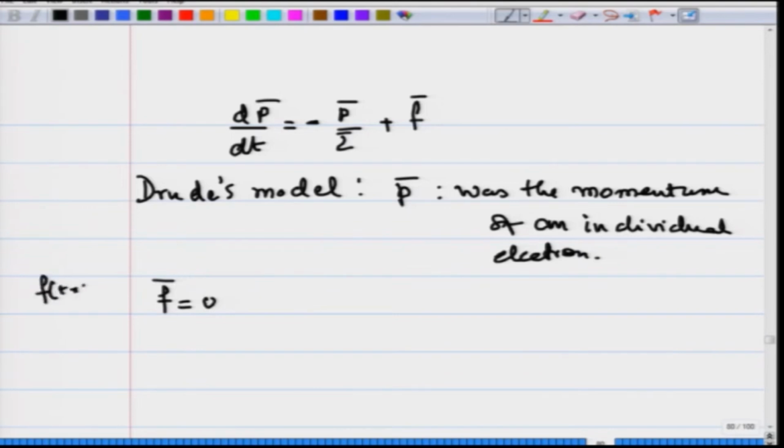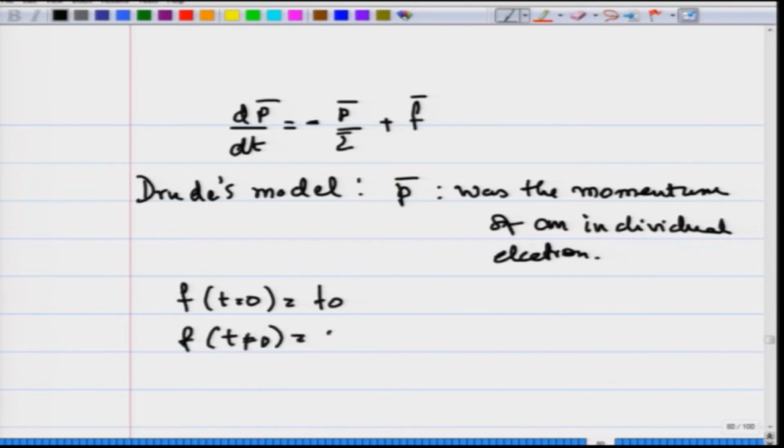Suppose you give initially, at time t equal to 0, some force F0, and at any subsequent time you make it equal to 0. So you give a pulse of force to the system: F at time t equal to 0 is F0, and at any subsequent time t not equal to 0 the force is equal to 0. F as a function of time has a finite value F0, which is shown here, and then it becomes 0.